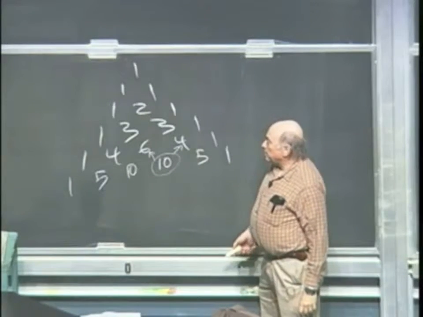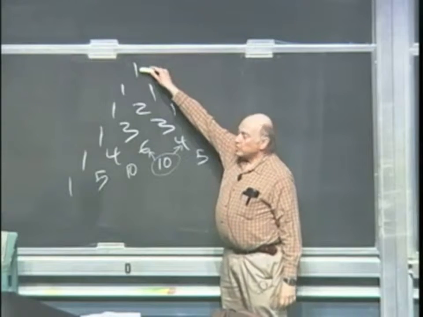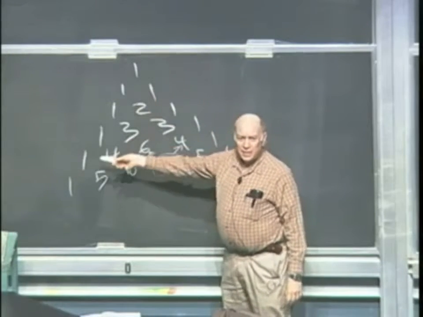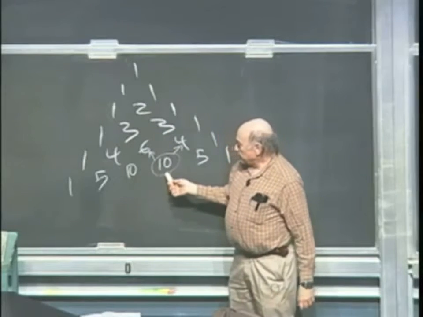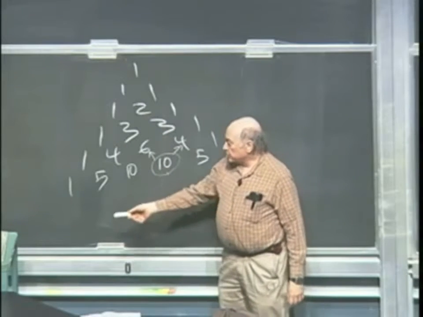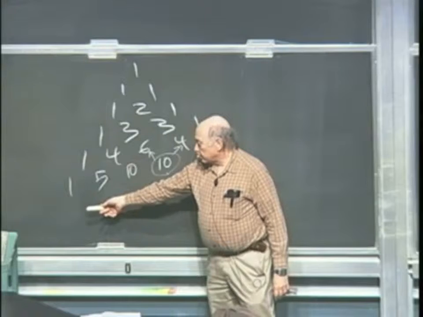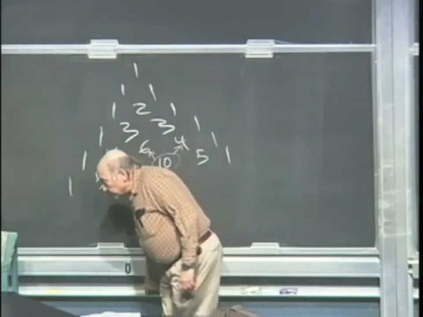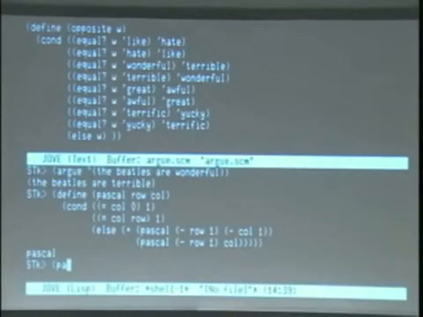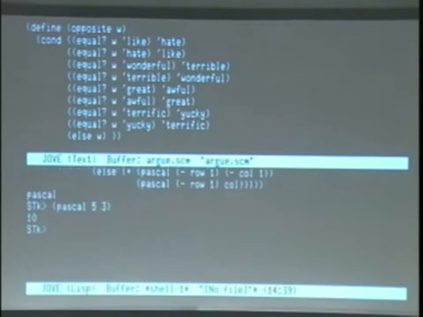In this program, rows are numbered starting from 0, and the elements, the columns within a row, are numbered starting from 0. So this circled element is row 5, column 0, 1, 2, 3. So if I say Pascal 5, 3, I should get 10.